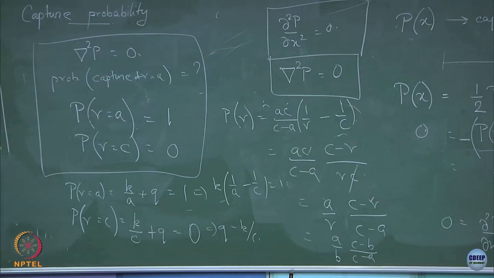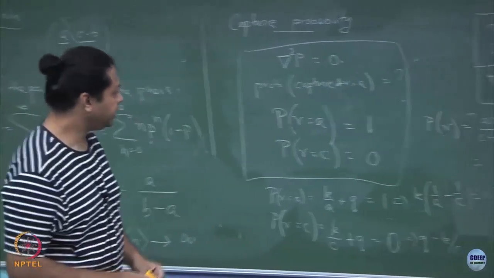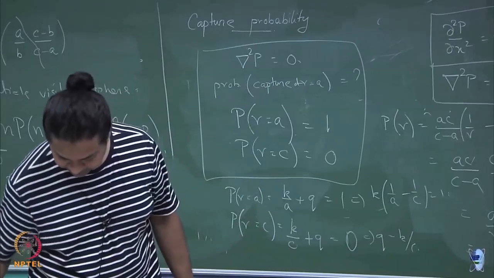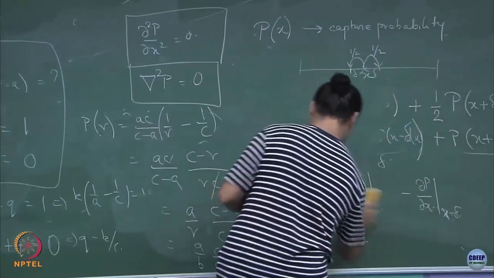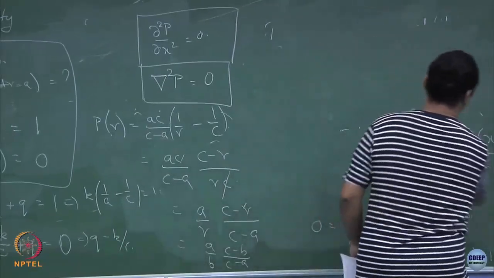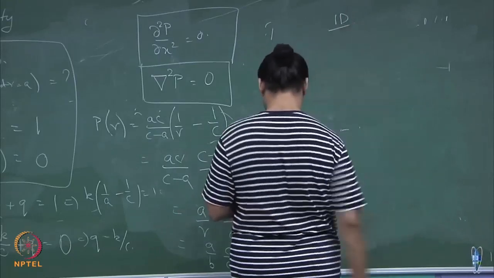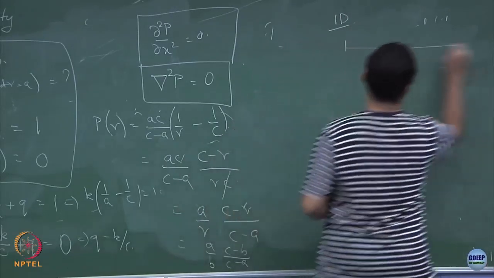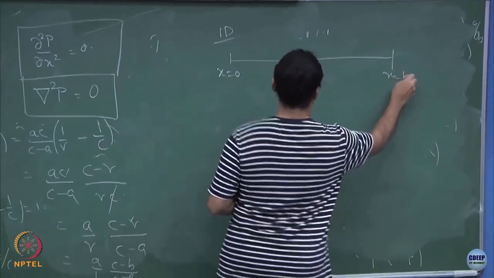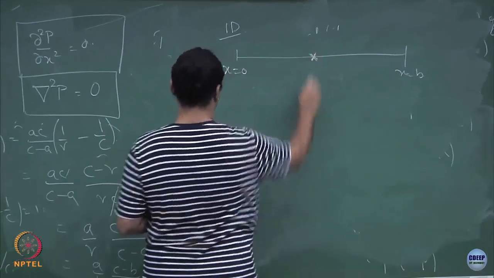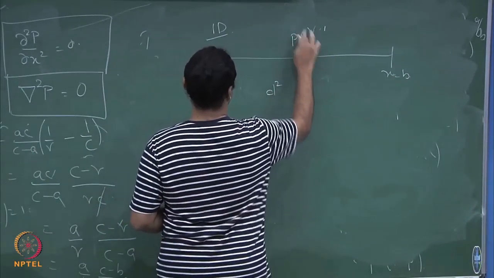So, you can set up the problem as the solution of this Laplace's equation with p being the capture probability, and then solve it using the appropriate boundary conditions. For example, let us do the simplest case. If I take this 1D problem, diffusion on a 1D line between x equal to 0 and x equal to b, and I release a particle from some random position, I want to ask what is this p of x, if I release it from x.